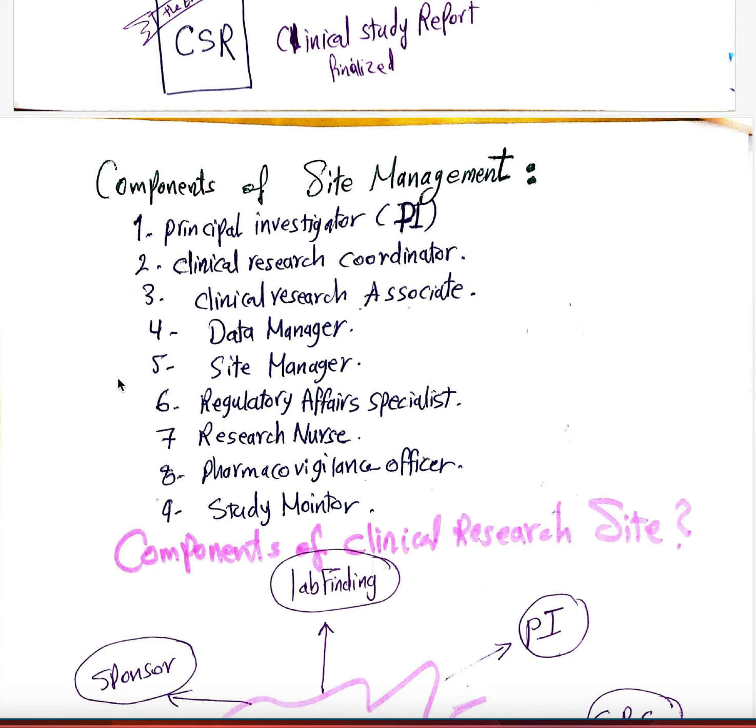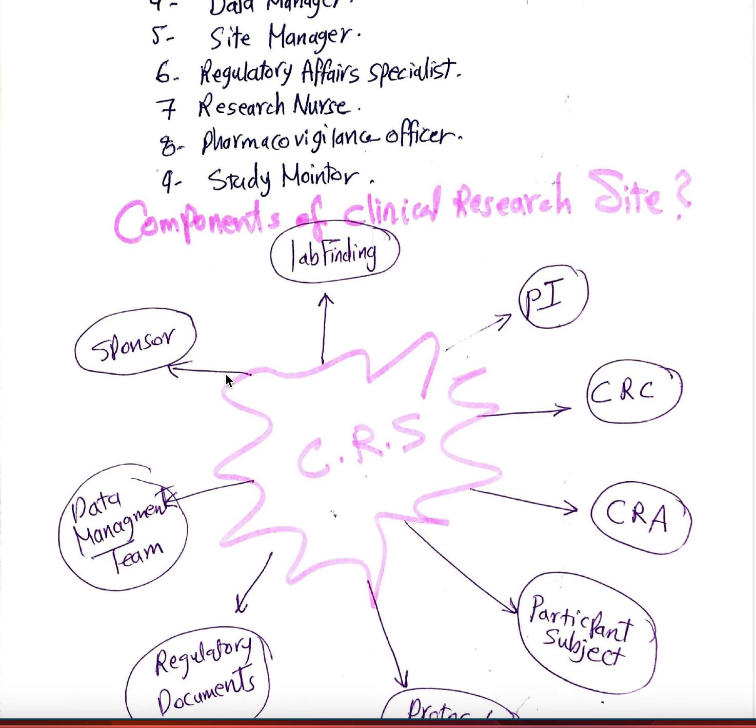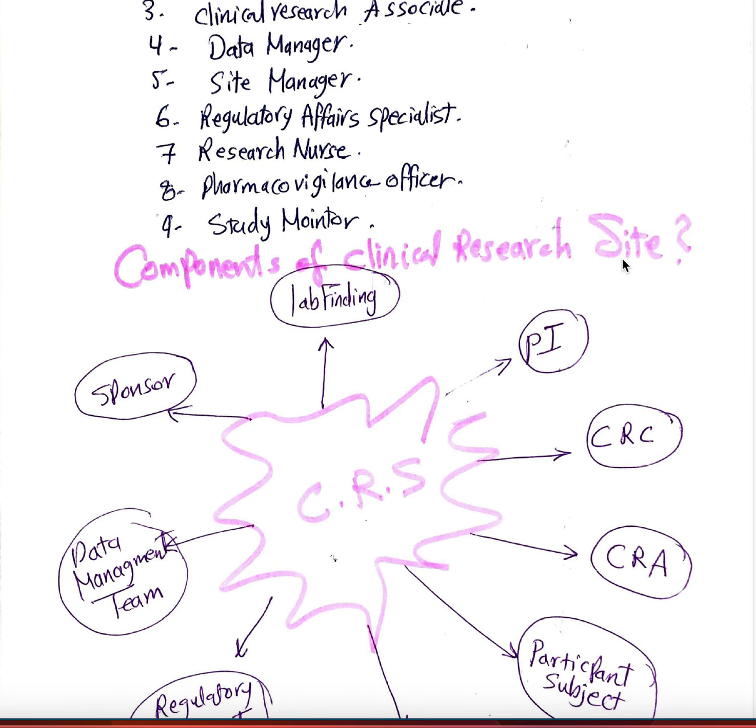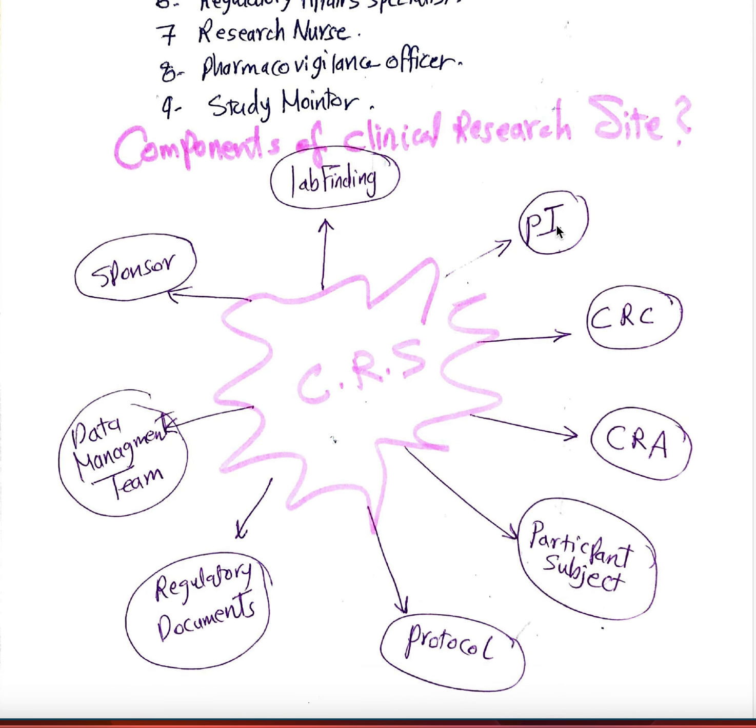So remember, start with the site manager, data manager, clinical research coordinator, clinical research associate, the medical organization investigator, nurse, pharmacovigilance, and then the regulatory affairs and the study monitor. We have the components of a clinical research site. That means all the important things, like the principal investigator, the sponsor should be here, clinical research coordinator, clinical research associate, participant, subject.